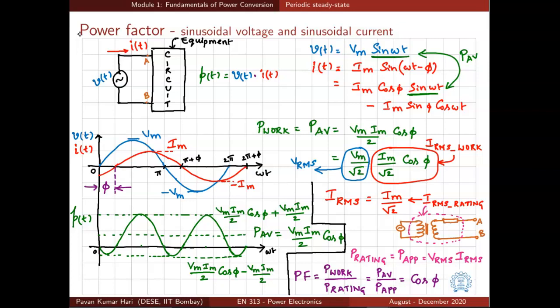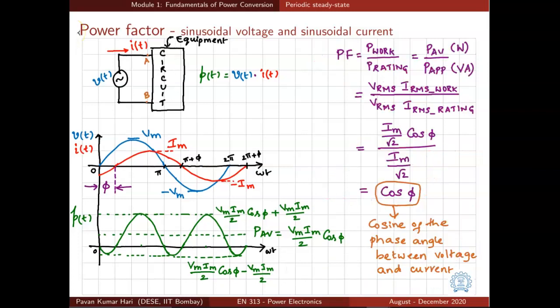When I have an equipment with poor power factor, that means I need to choose a source of power rating more than the power I need to do useful work. The power factor cannot be more than 1 for obvious reasons. Even though P work and P rating, or P average and P apparent, are the same physical quantity power, which is the product of voltage and current, two different units are used for the average power and apparent power. The average power is typically expressed in watts and the apparent power is expressed in volt amperes.